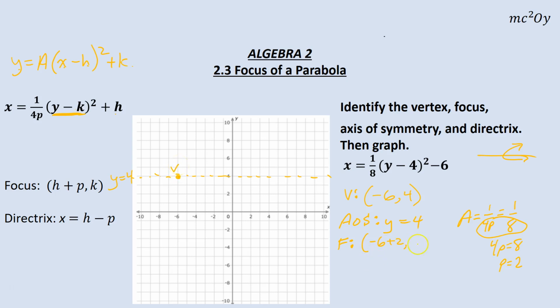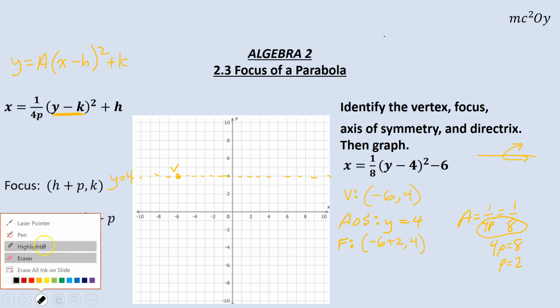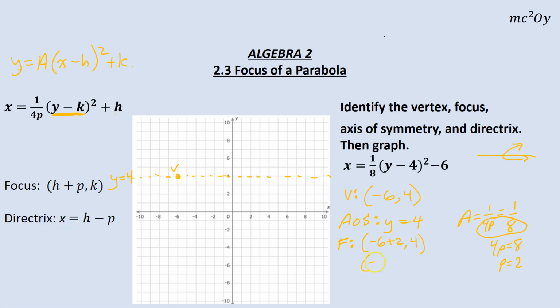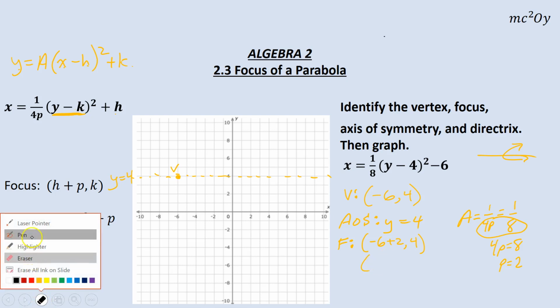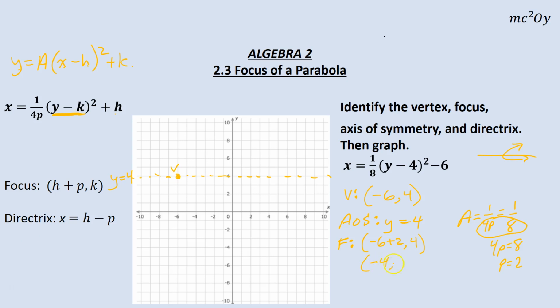So my focus is at -6 plus 2 and then 4. So that actually means, oops, gotta fix that. That actually means the focus is at, oops, that is not -6. It's -6 plus 2, which is -4, and 4. So we've got our focus. We'll label that with an F. And then the directrix actually goes back from there.